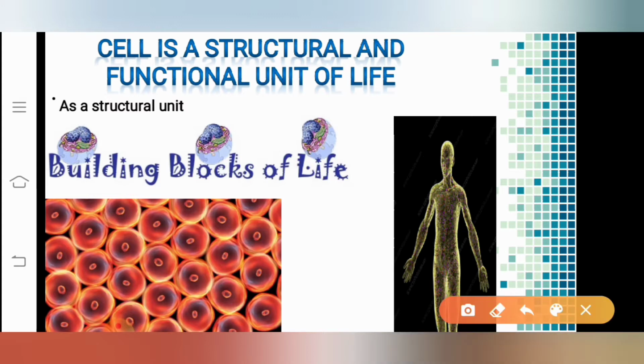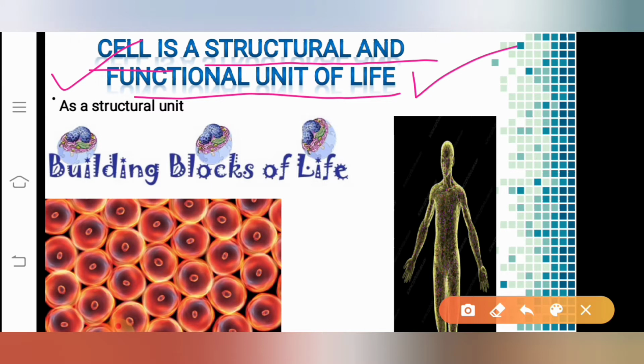The first thing which comes to our mind is that the cell is a structural and functional unit of life. When we think about the cell, the first thing which comes to our mind is that it is a structural and a functional unit of the living organism. And when I talk about the structural unit, that means this cell is helping to form the entire structure of the living organism.